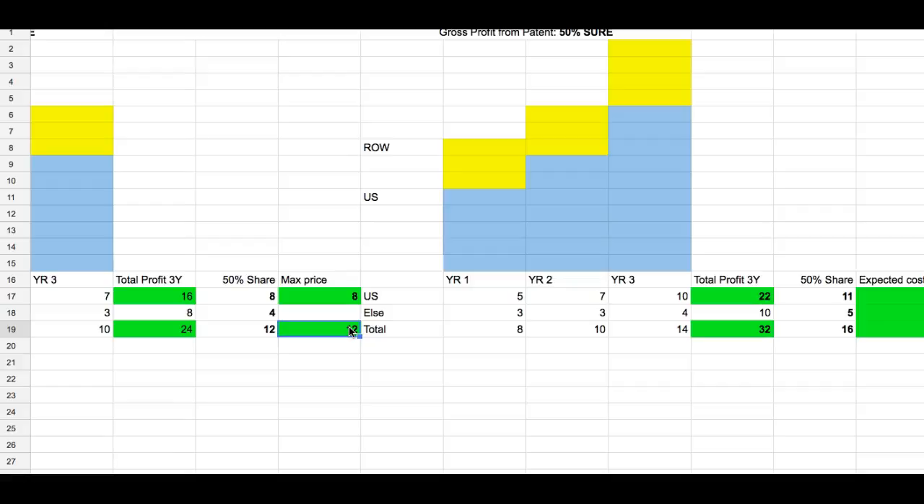No, I'm just... My question is about this graph, this table. What does this 50% represent? 50% share is just the 50% of the total profit, right? Yeah. And then the maximum price, what is it? The maximum price is actually... if he asks for 12 million for the patent, for the global patent, if he would ask for 20 million for the global patent.